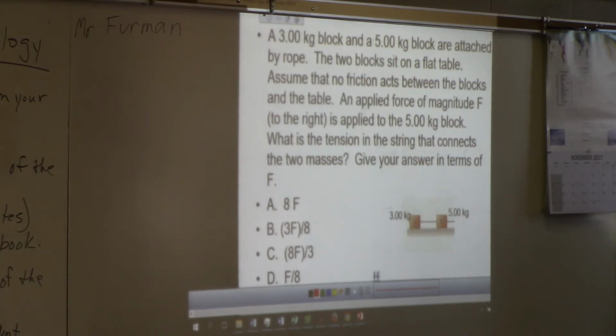An applied force of magnitude F to the right is applied to the 5 kilogram block. So there's some force F being exerted in this direction. What is the tension in the string that connects the two masses? So there's some tension here: tension on block A is to the right, tension on block B is to the left.